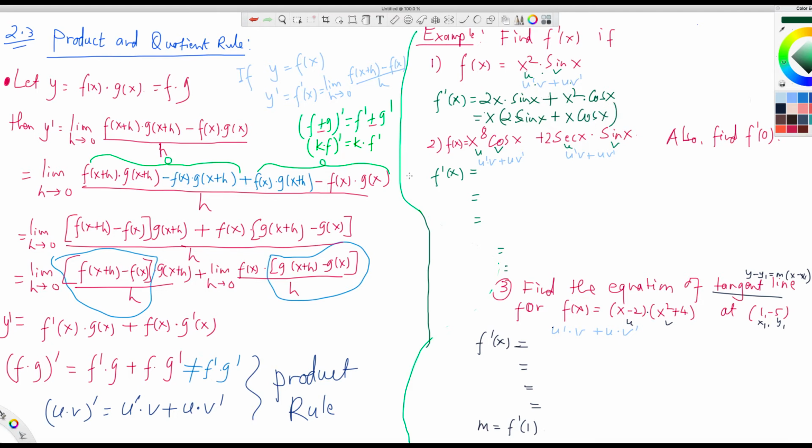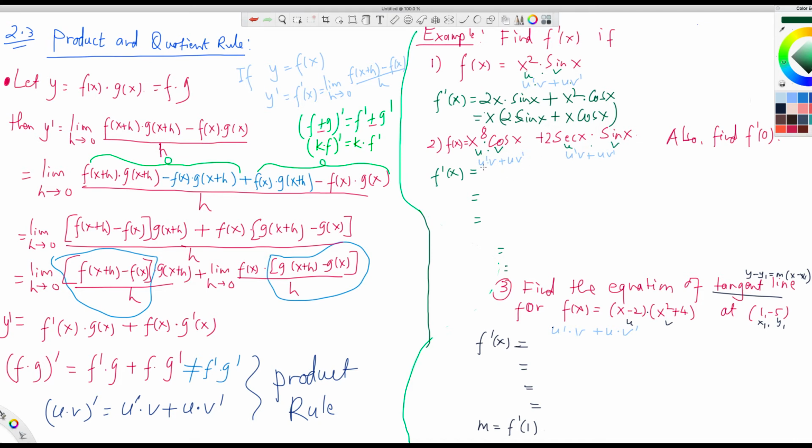Okay guys, in the second example, there is a product of x to the 8 and cosine x. Also there is a product of 2 secant x times sine x. So how can I do this? It's basically using the product rule twice. On the first one, there is u times v. On the second one also, there is u times v. We use the formula separately, okay? So what do you get here?